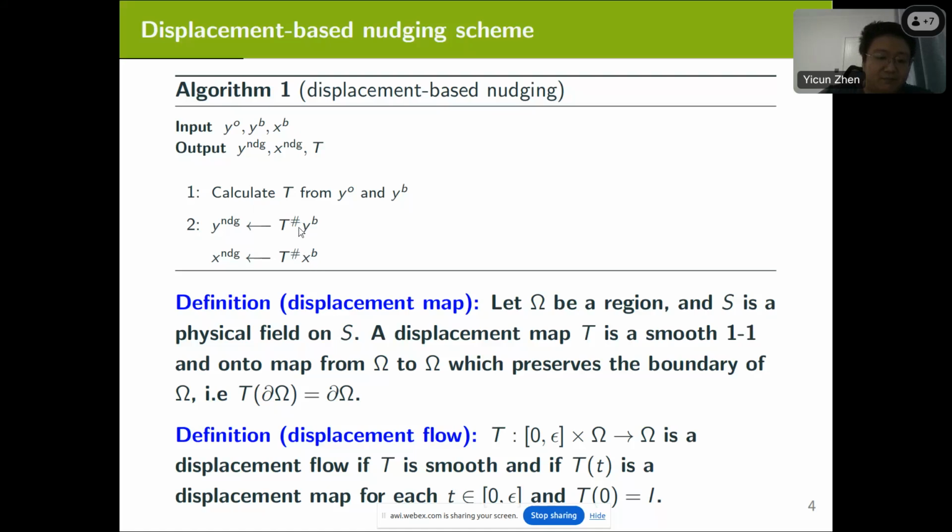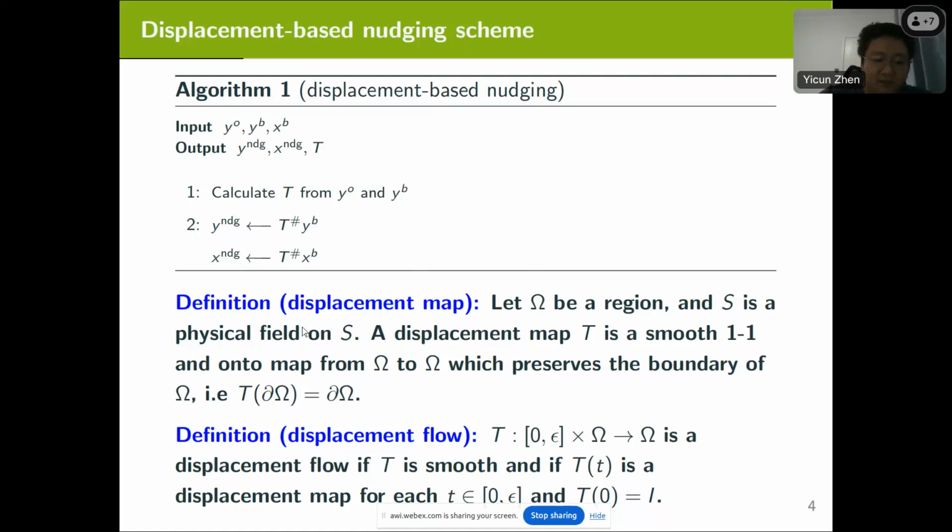So therefore, this T sharp is basically a symbol, and this symbol is abstract here. It means how to use a known displacement error T to adjust a state field YB or XB. So we use T to adjust YB, and we use T to adjust XB. So we get the adjusted state estimate Y and the adjusted state estimate X. So basically, this is the big picture of what we want to do here.